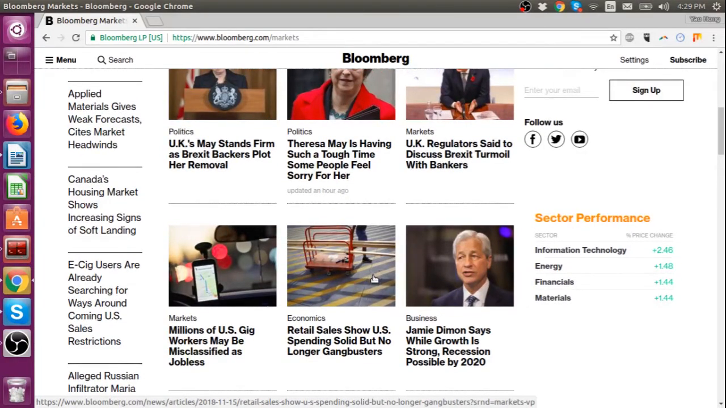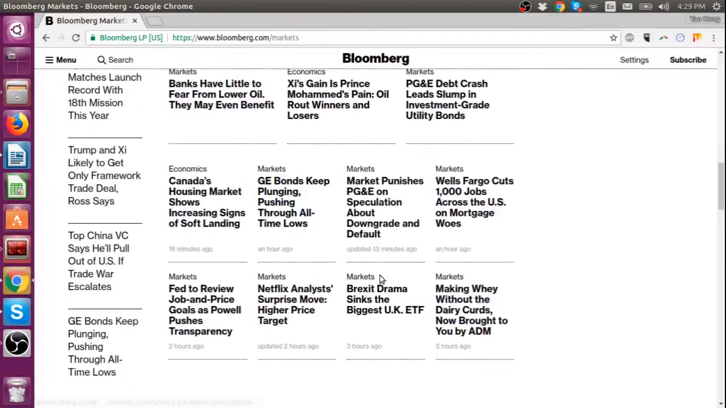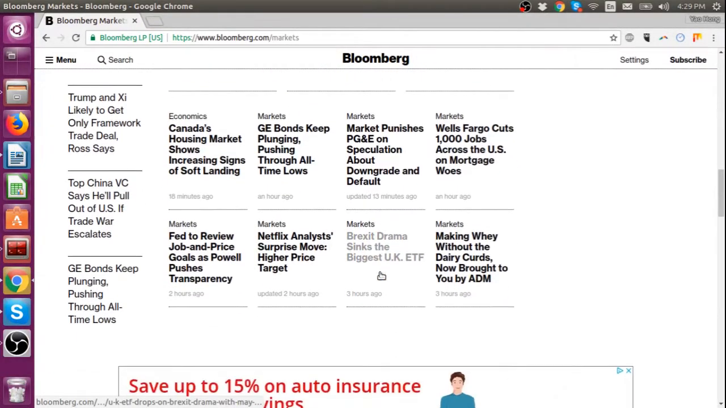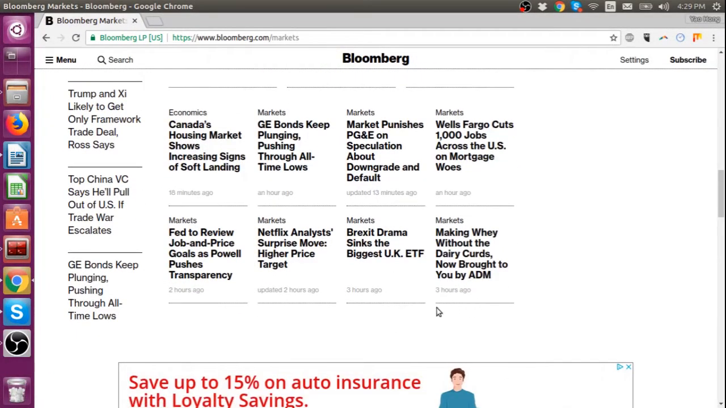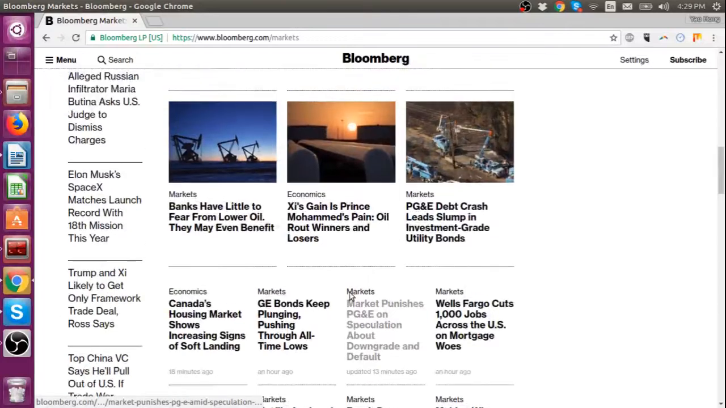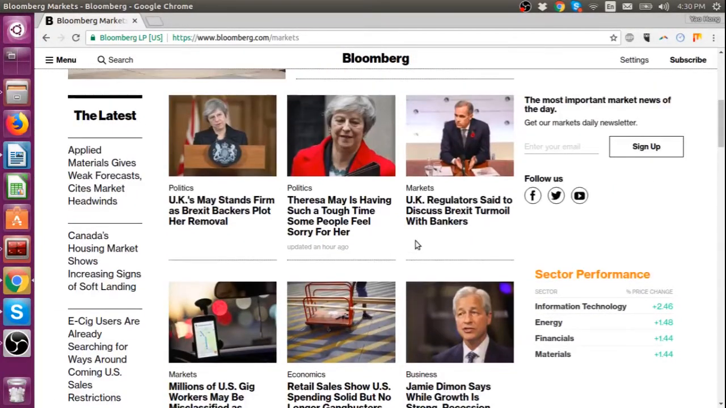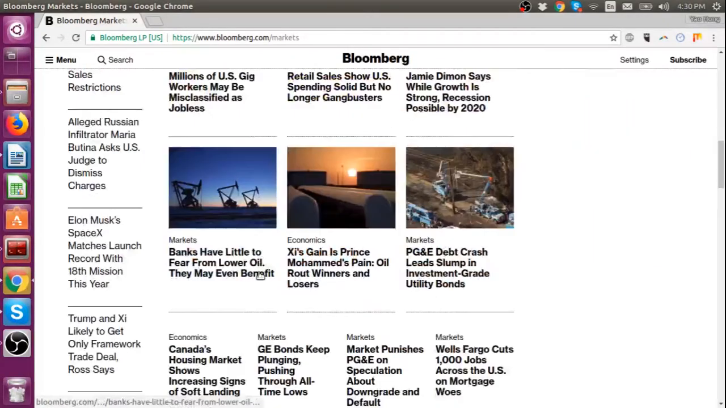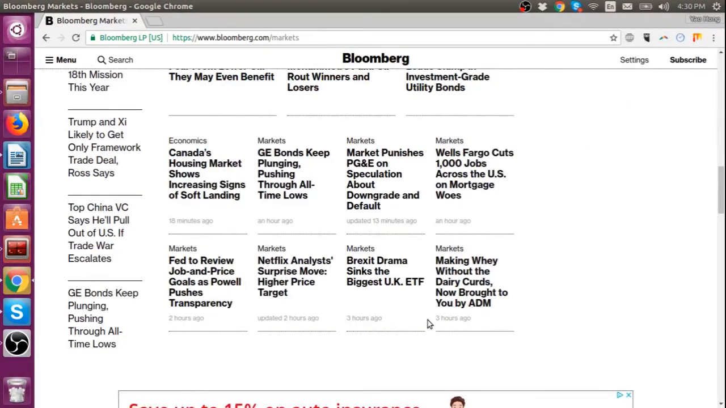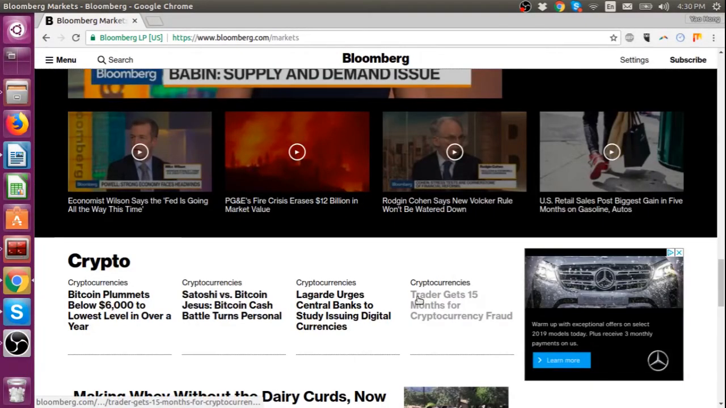So let me see if I can find one that is related to inflation. I don't think there's one related to inflation here today, unfortunately. Interest rate, let's see if there's anything related to interest rate. I don't see anything related to interest rate as well, unfortunately. Well, usually you will see a few more things like Federal Reserve and stuff like that. Those are all related to interest rate.